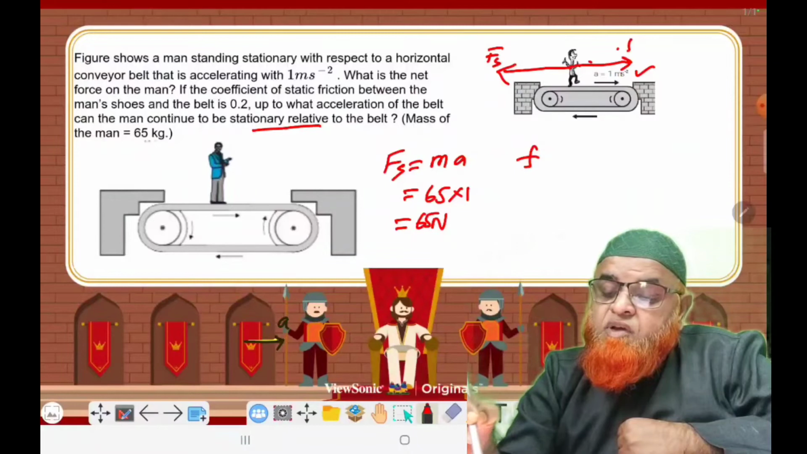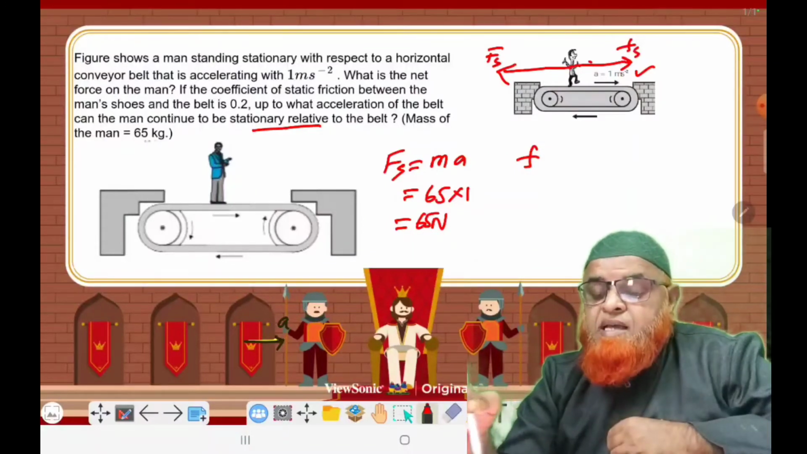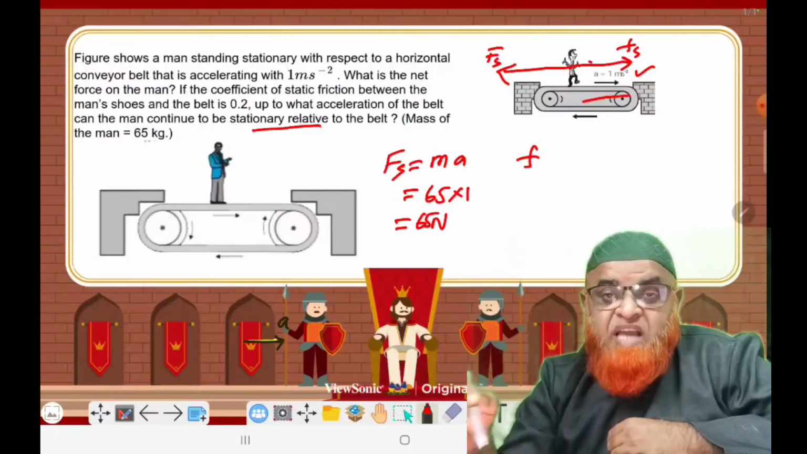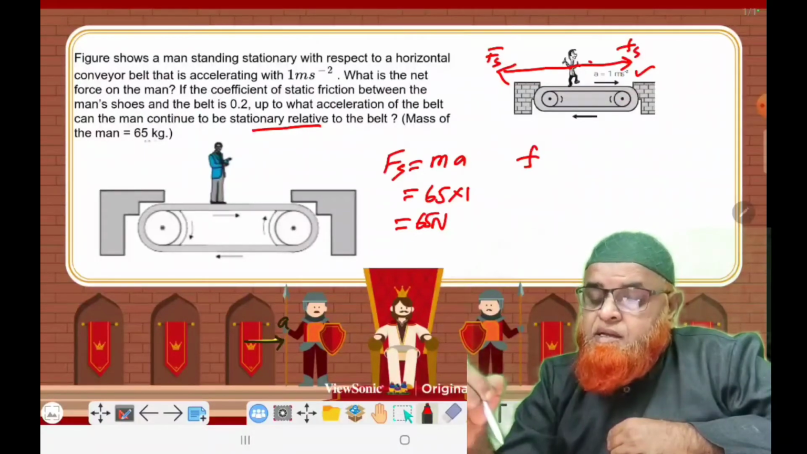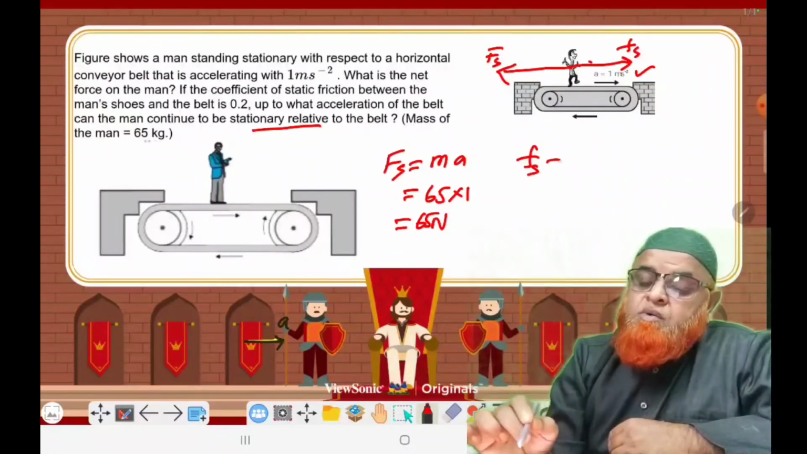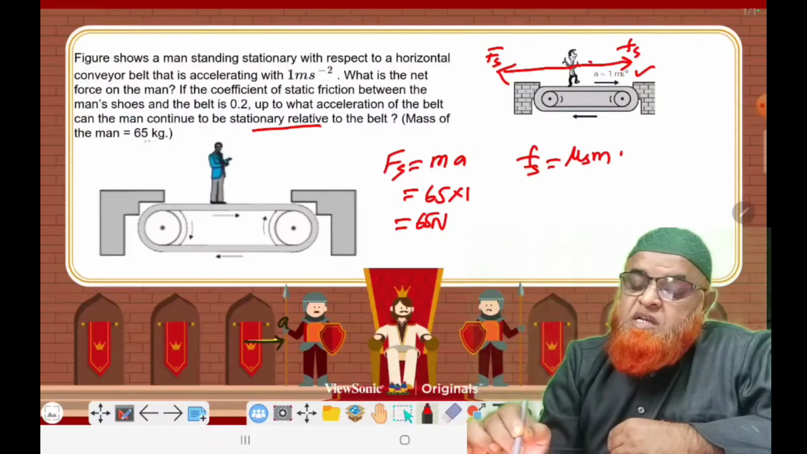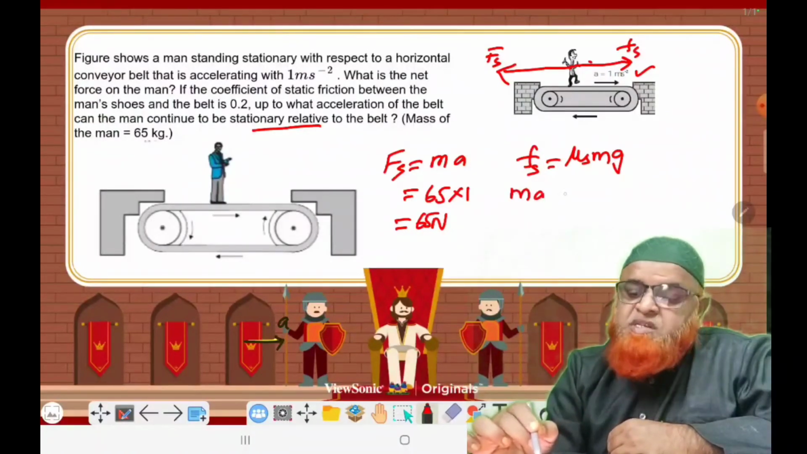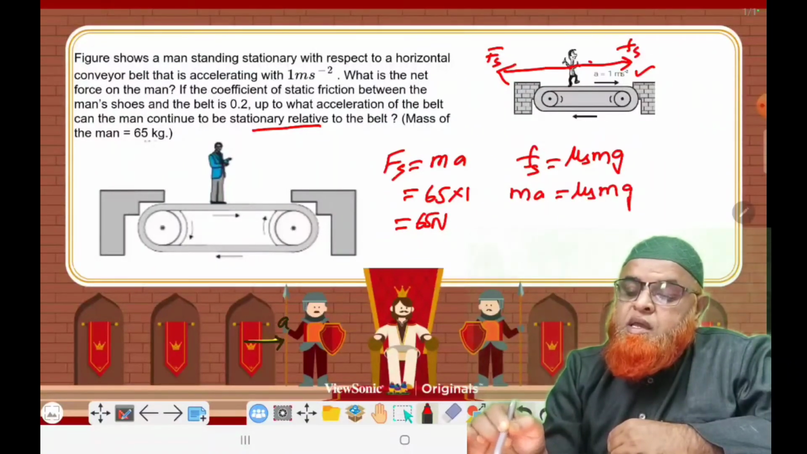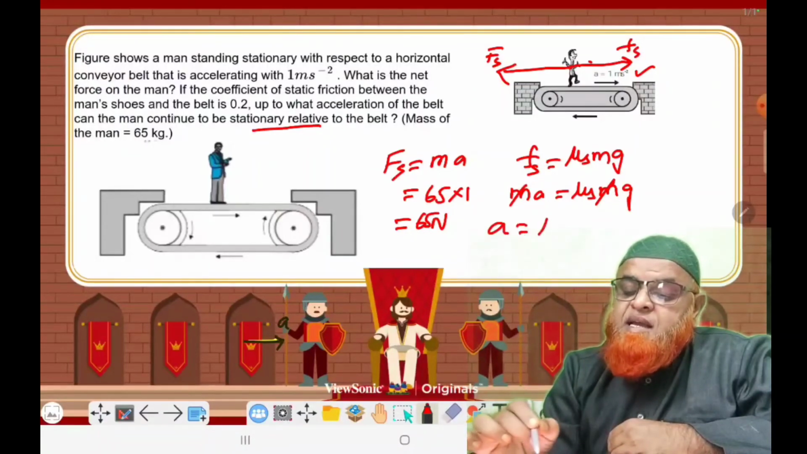Here, if you observe, in the right side direction there is a static friction acting on the man as the belt is moving, which acts like a driving force on the man, which carries the man towards the right side. That static friction is given by mu s into mg. You all know that according to Newton's second law, force is m into a, which equals mu s into mg. Therefore, the mass gets cancelled here.